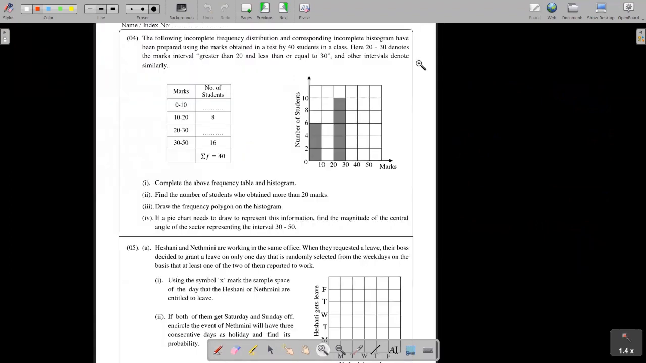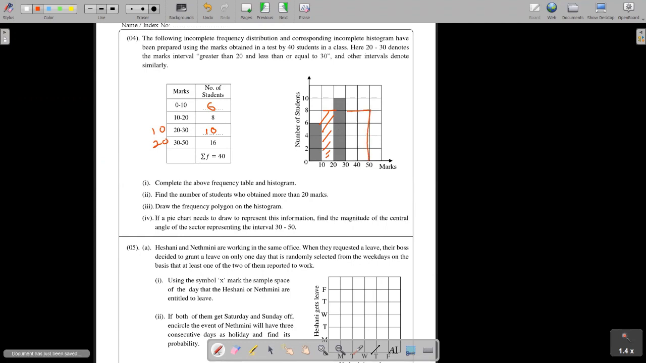The following three histograms have been prepared using the marks obtained in the test. Here 20-30 denotes greater than 20 but less than 30, and other intervals denote similarly. 0 to 10 are 6 students. 10 to 20, 8. 20 to 30, 10. 30 to 50 are 16. Then here the class size is twice, here 10, so you have to make this half.